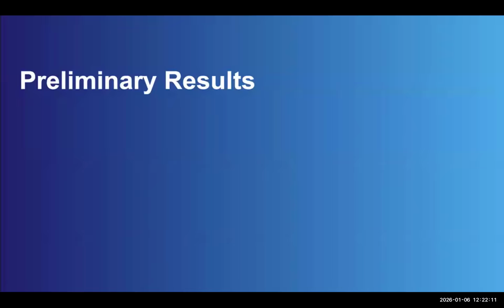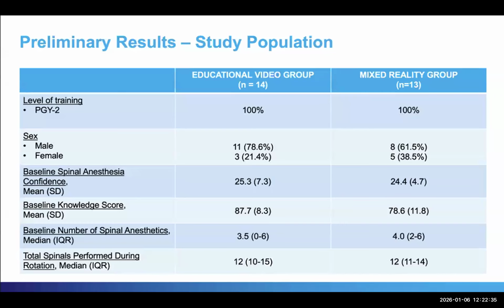All right, so next we're going to get into our preliminary results. We had a little bit of a delay with some of the IRBs, so we were a little delayed starting. We have 27 subjects thus far, but we're planning on extending it through the end of this academic year, so we're going to end up with a fairly good sample size for this study. So what we have so far, we've had 14 in the control video group and 13 in the mixed reality group.